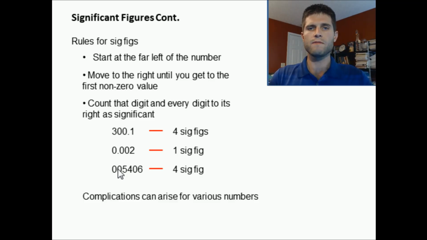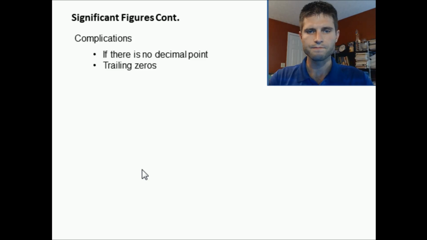Now I told you before that complications arise when we have trailing zeros. So what would happen if I had a 0 trailing after this 2, a 0 trailing after this 6? There are 2 different rules that we have to abide by, and we're going to cover that on the next slide. So let's get to it. If there is no decimal point and we have trailing zeros, there's a rule for that. And if there is a decimal point and we have trailing zeros, there's a different rule used for those types of numbers. So let's look at the rules.